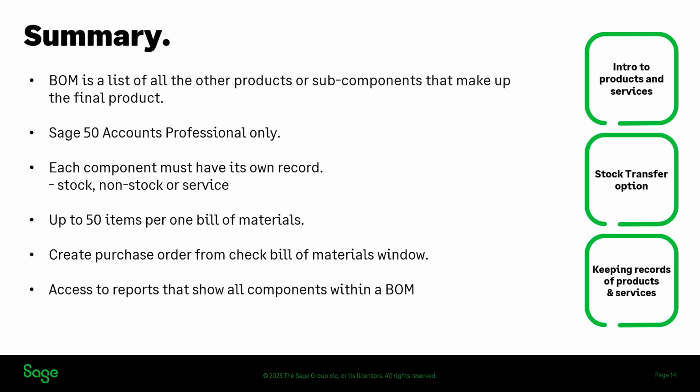Each component must have its own record, whether that be stock, non-stock or service. You can have up to 50 items per one bill of materials. You can create a purchase order from within the Check Bill of Materials window. And lastly, you've got access to some reports that will show all components within a bill of materials as well.